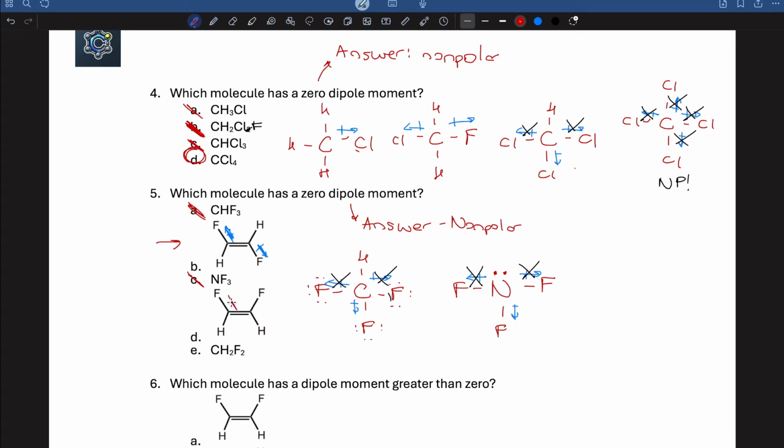The next structure, check these out. Very similar bonds. Let's make sure we have it in blue just to stay consistent. These bonds are going almost in the same direction, right? There's no way that these cancel each other out. And so this molecule is still overall polar.